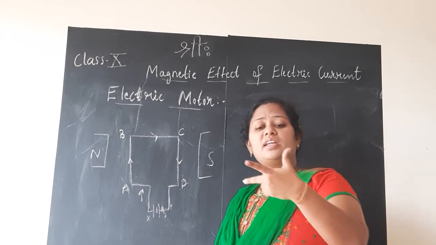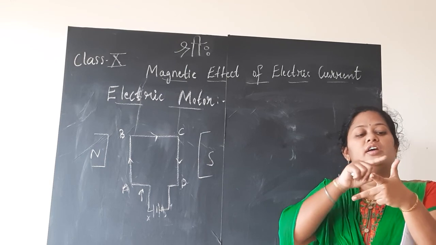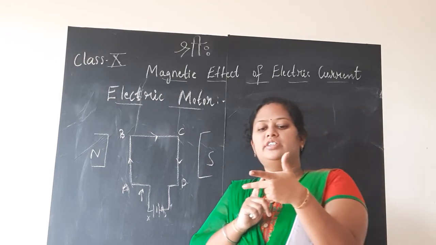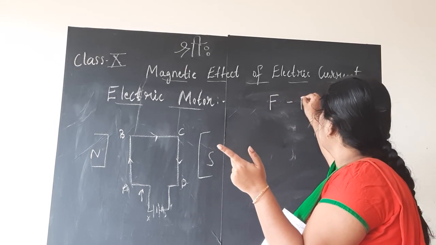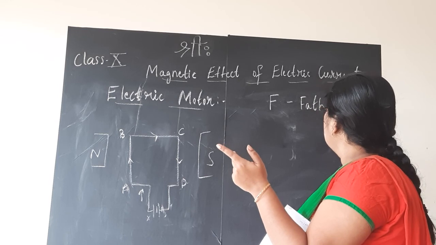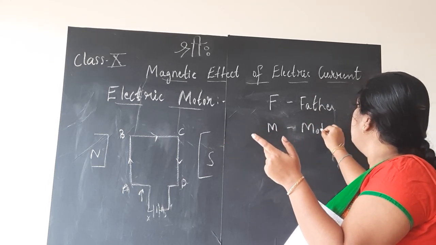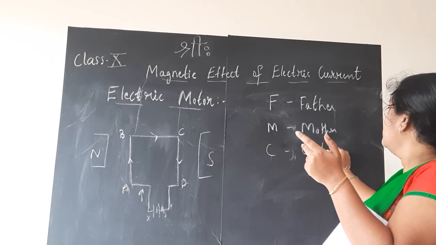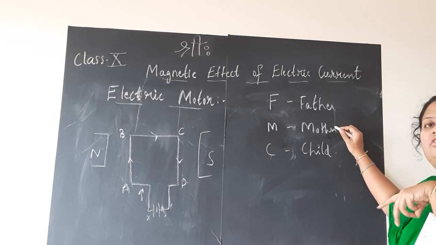If at all Fleming's left hand rule is asked, you should write whichever finger denotes whatever. You cannot interchange as you want. So I'll give you one hint to remember. It is called the father, mother, child rule. Fleming's left hand rule, we will call it the father, mother, child rule. This is the order you remember.